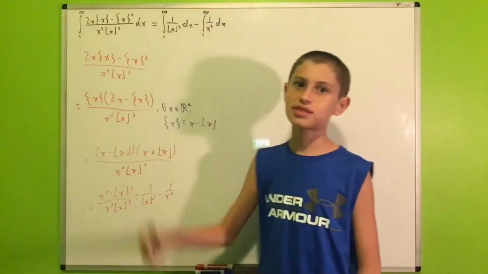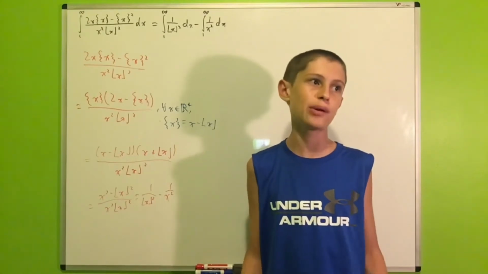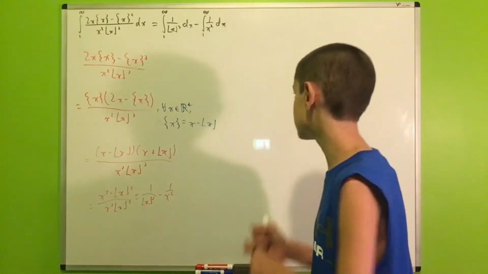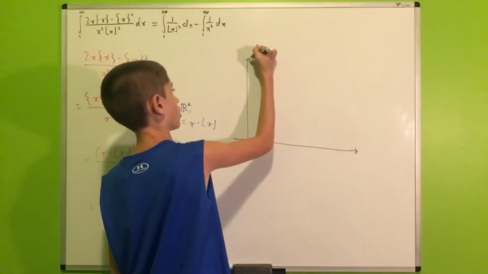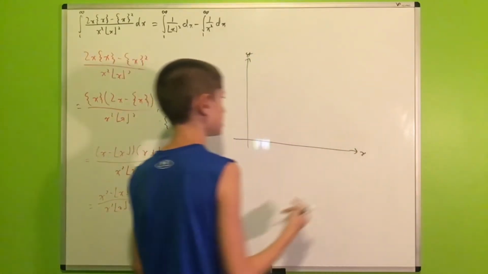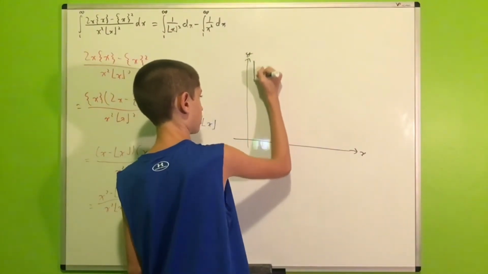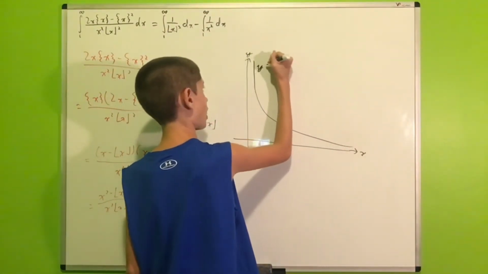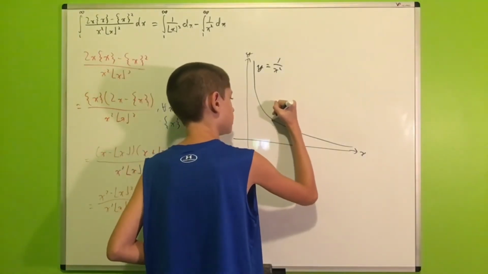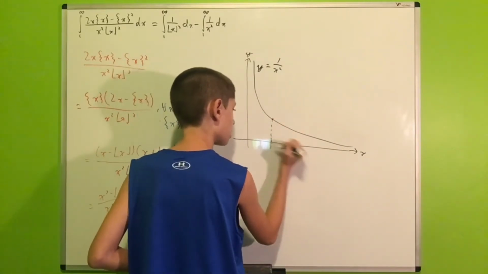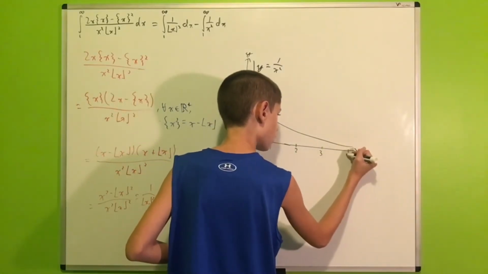And to evaluate this integral, I would first like to recall that a definite integral is basically just the area under a curve. And with that in mind, we can take a look at the Cartesian plane. So this is our y-axis, our x-axis, and now we will sketch the graph of y equals 1 over x squared. So this is the graph of y equals 1 over x squared. And now let's say that this is 1, this is 2, this is 3, this is 4, and so on.